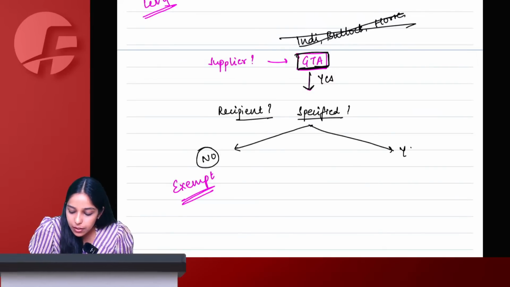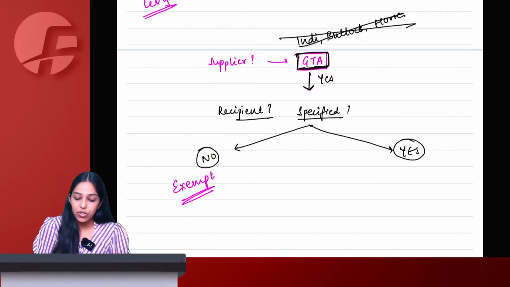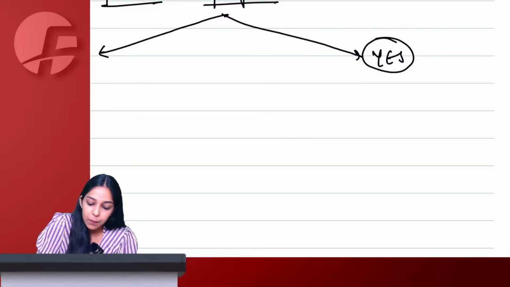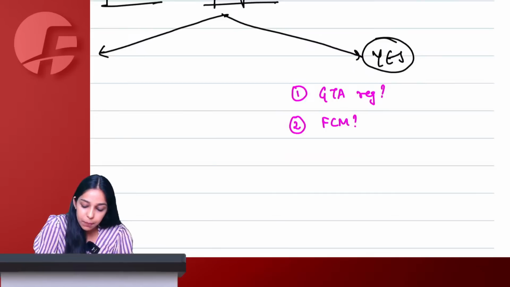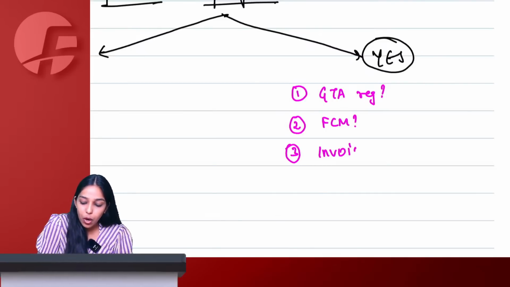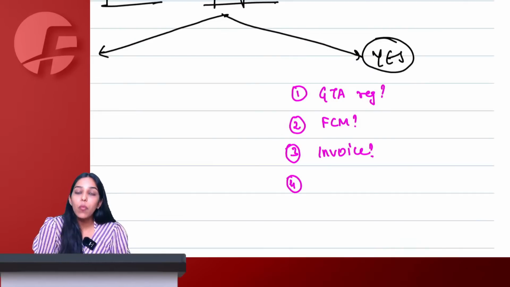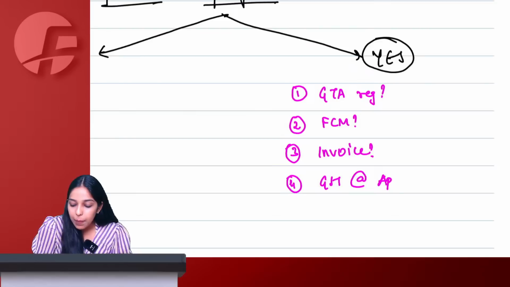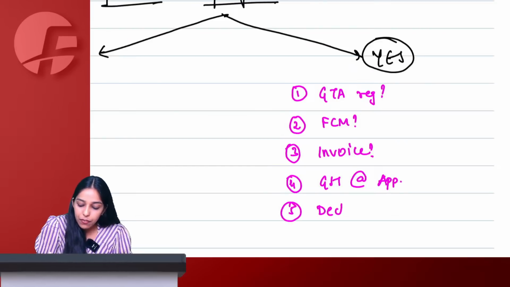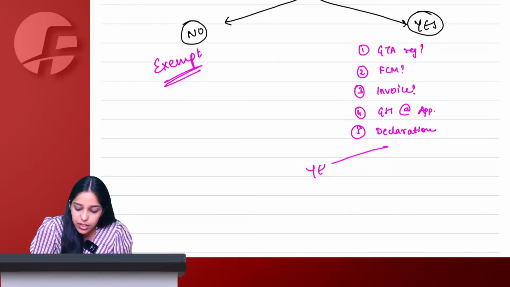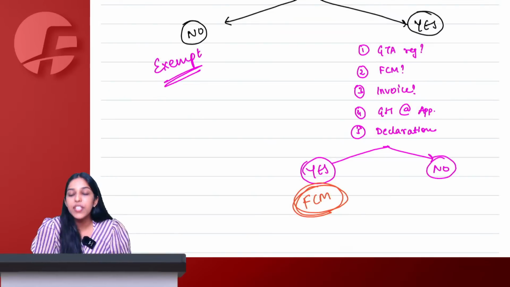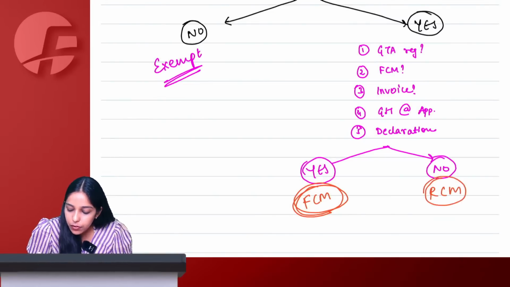But if the recipient is a specified recipient, then you will ask 5 questions. Yes, the recipient is a specified recipient. Then I will ask, is the supplier GTA registered under GST? If yes, then has he opted for the forward charge mechanism? If yes, then is he issuing proper invoices to the customers? If yes, then is he collecting GST at the applicable rate of tax, and has he given a final declaration in the annexure that they have to give? If the answer to all these questions is yes, then this will be taxable under forward charge mechanism. But if the answer to any of these questions is no, then it will be taxable under reverse charge mechanism.